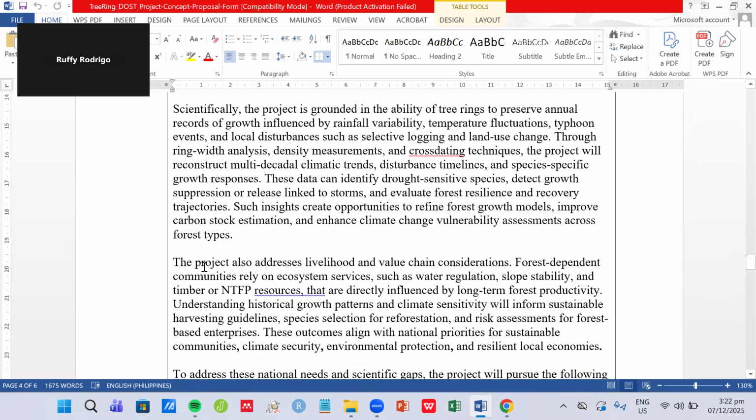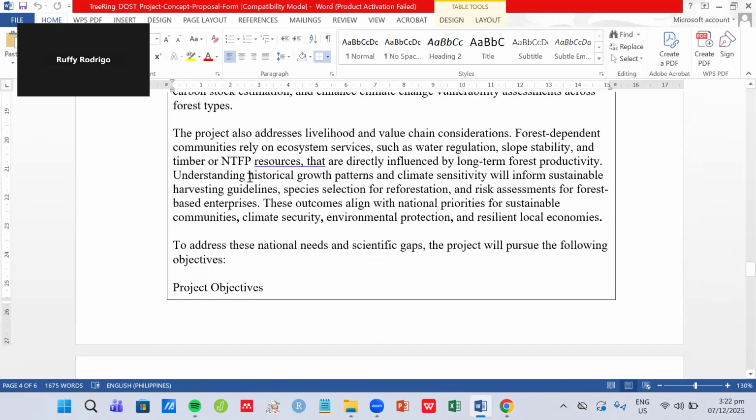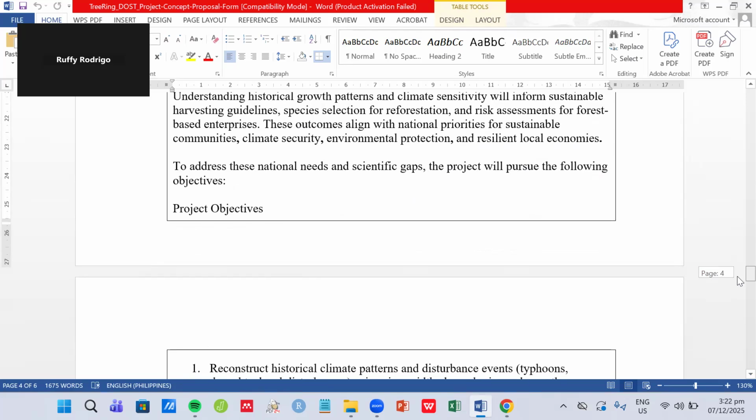So here, I'm going to write scientifically. The project is grounded on this. And the project addresses the livelihood and value chain considerations. So you just read there. I just make sure that you have to write within 1,500 words on it.